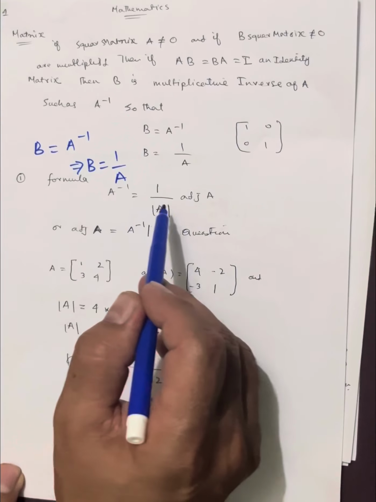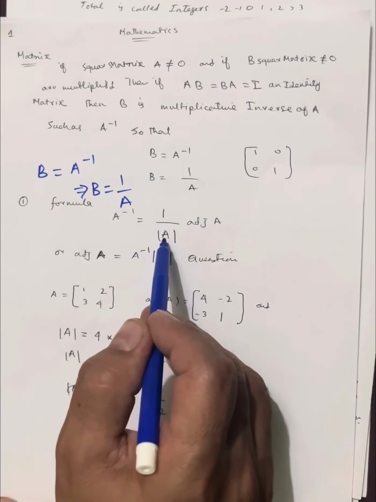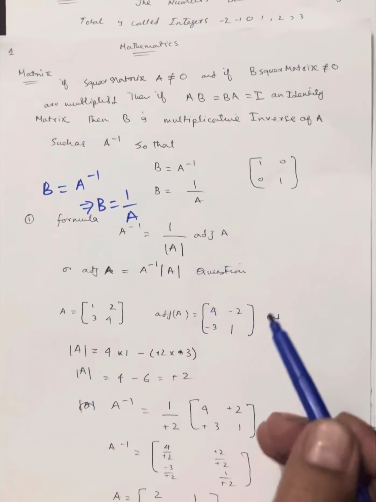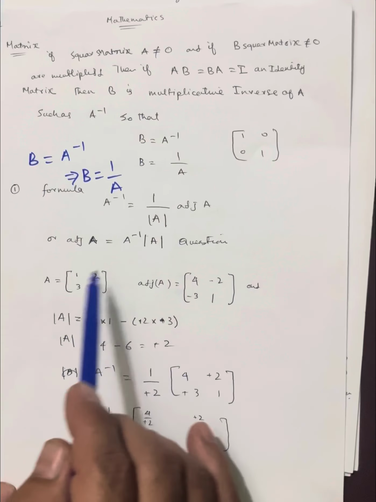A inverse is equal to 1 by the absolute determinant times the adjoint of A. So you can prove this equation if you go like A is equal to A and 1. So this is a question.